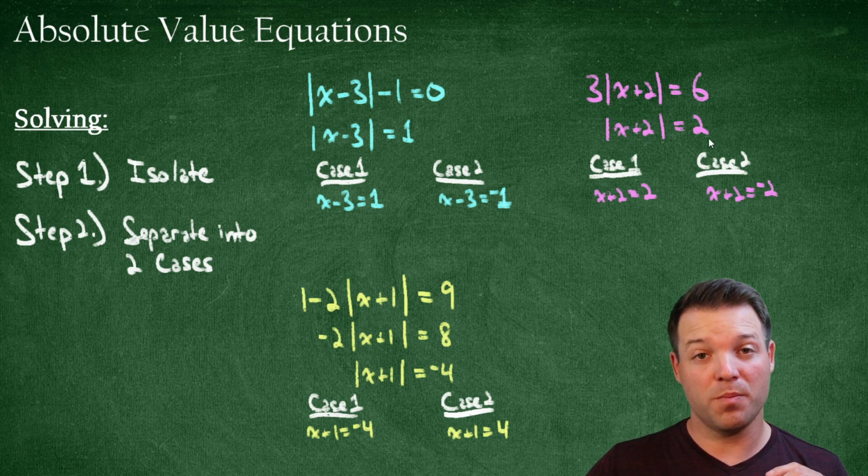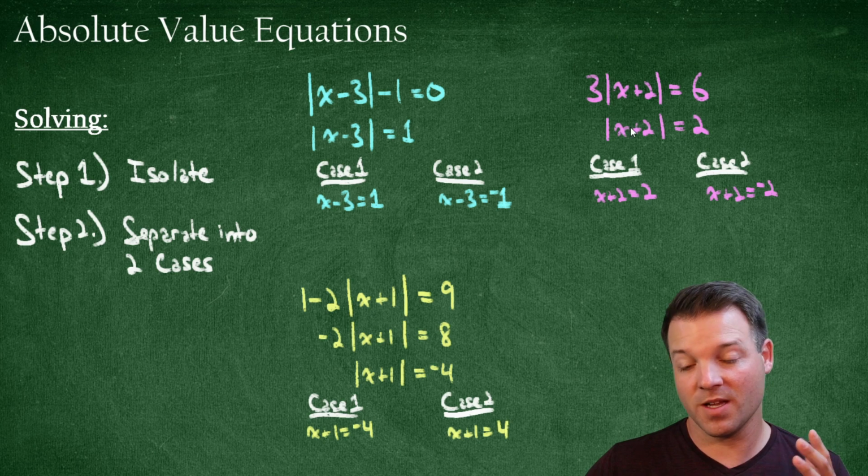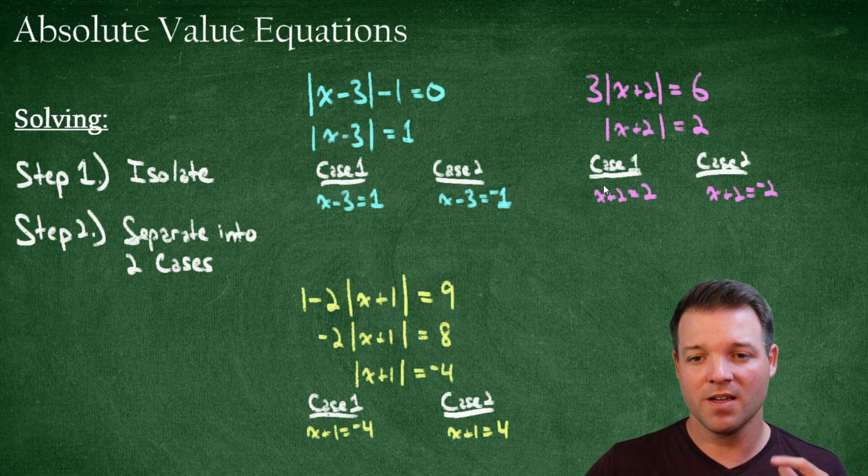So for the pink one, if the absolute value of x plus 2 is equal to 2, well, if this is positive on the inside, we just drop the absolute values. So case 1 is just rewrite it. X plus 2 is equal to 2. And then for the yellow one here, again, just rewrite it. X plus 1 is equal to negative 4. That's it. All right. Case 1 is always just rewrite it without the absolute value.